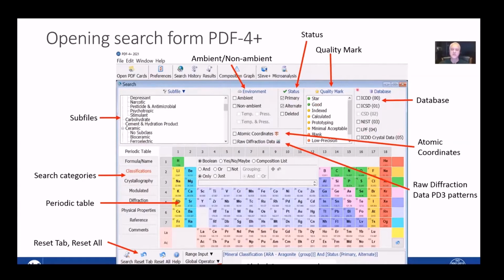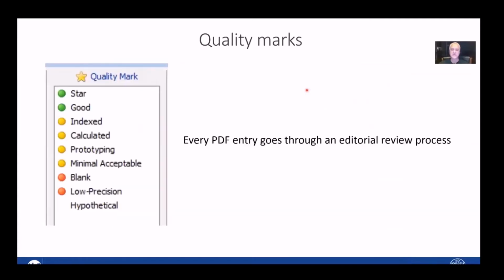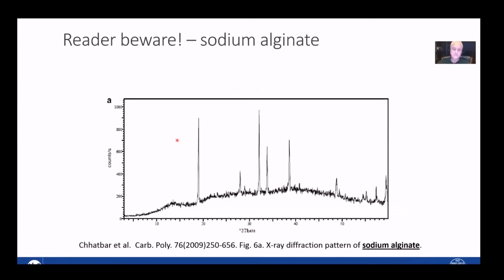But a very important part that makes ICDD unique when it comes to powder diffraction databases are quality marks. Every PDF entry goes through an editorial review process. And what that means is that every entry is reviewed for its quality, and then a quality mark is assigned so that you, the user, can determine how comfortable and how confident you are that the data collected by someone else is in fact good data.